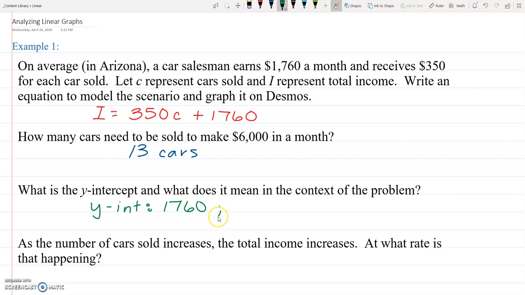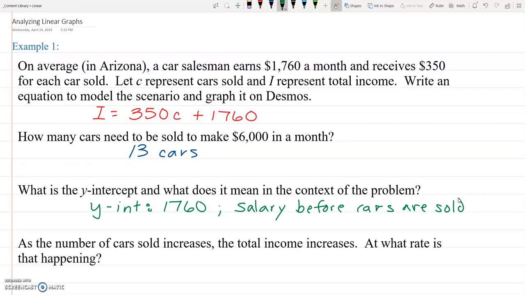This y-intercept of 1760 is the salary before cars are sold. Okay, so salary before cars are sold. Kind of your starting point. This guy automatically gets 1760 each month. So that would be a salary if no cars were sold. You can live off 1760 a month too. That's low, but you can live off that. Ramen. All right. As the number of cars sold increases, the total income increases.